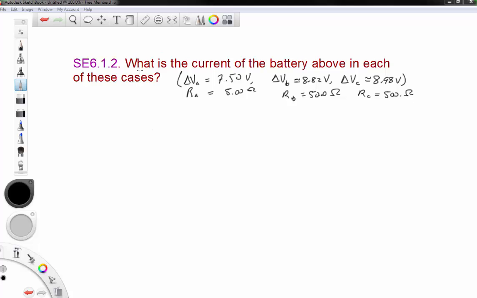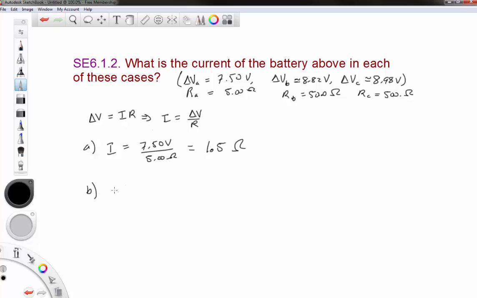A continuation of that previous example is to ask, what is the current of the battery that we just worked through for each of these three cases? So I've copied over the voltages, the terminal voltages that we found, along with the resistances of the batteries in question. So the terminal voltage delta V should be I times R. So for case A, by the way, we should probably solve this. I is equal to delta V over R. So case A, we have I is delta VA, 7.50 volts, divided by RA, 5.00 ohms. So this is, in fact, 1.5 amps.